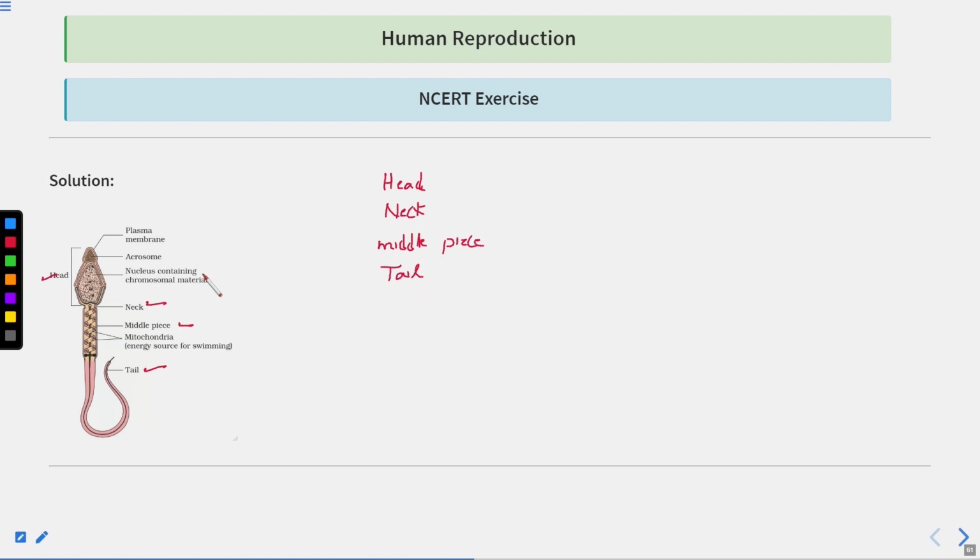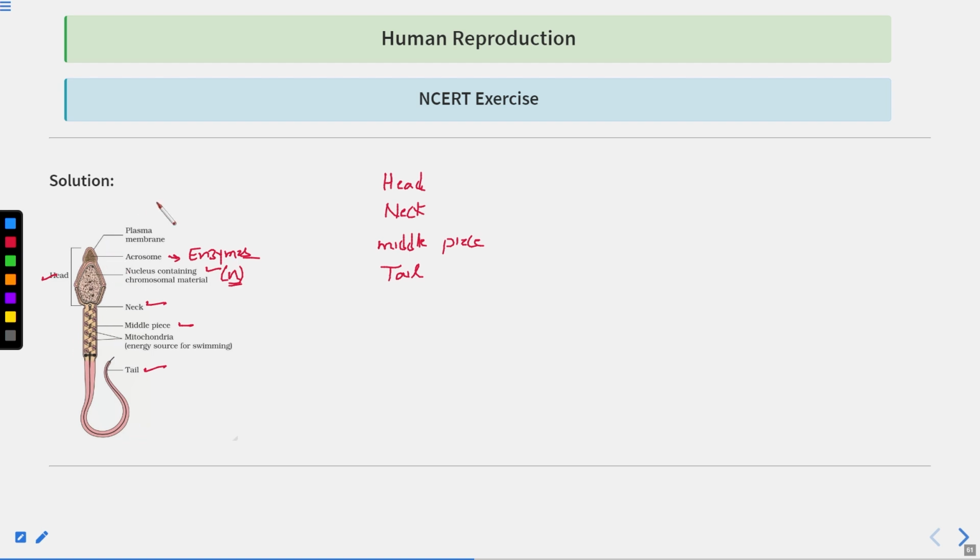So the head consists of what? It consists of the nucleus containing the chromosomal material. So it is haploid, consisting of 1 chromosome set. Clear? Then this is the acrosome. The tip of the head consists of the acrosome, and the acrosome contains enzymes, known as acrosomal enzymes, that help in the penetration of the ovum.